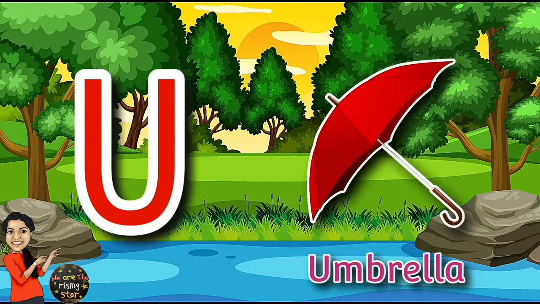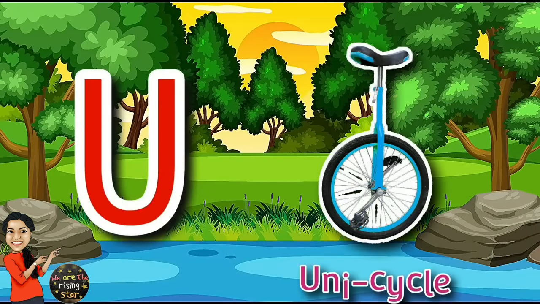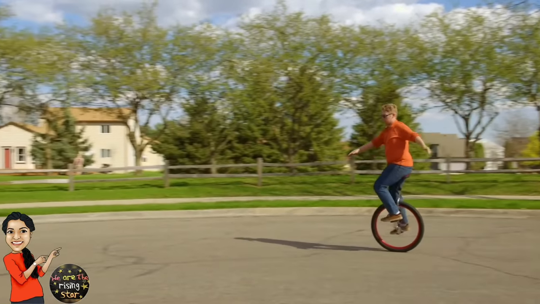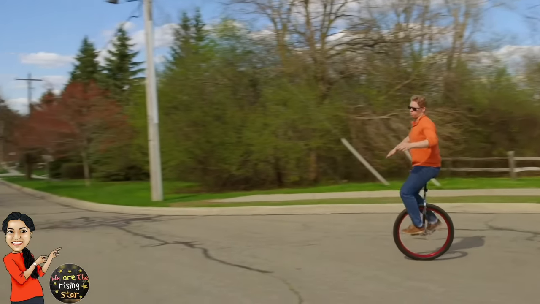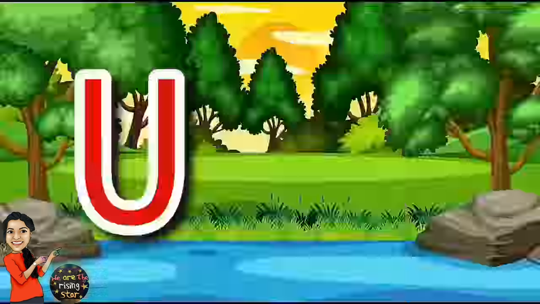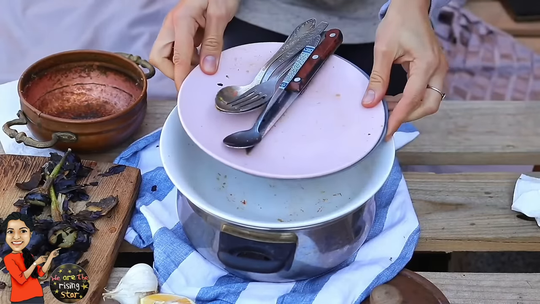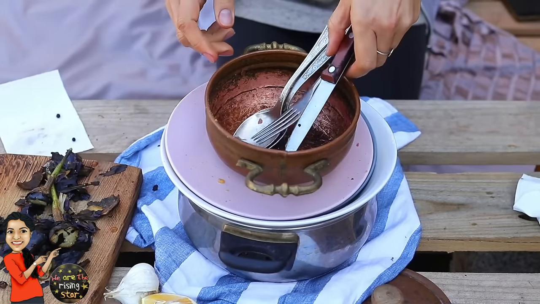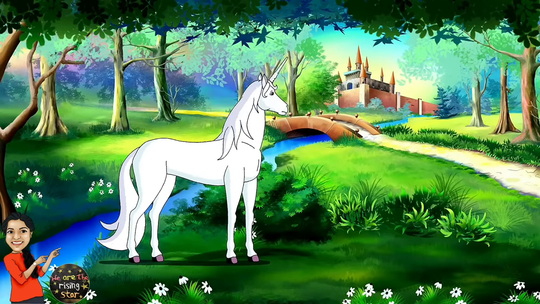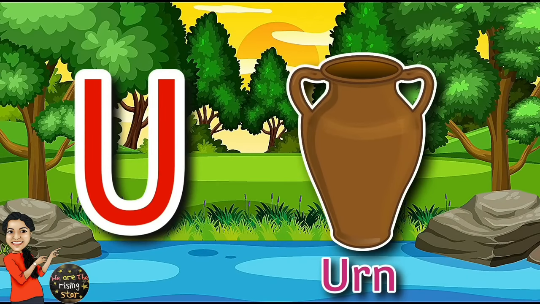U for umbrella. U for unicycle. U for utensils. U for unicorn. U for urn.